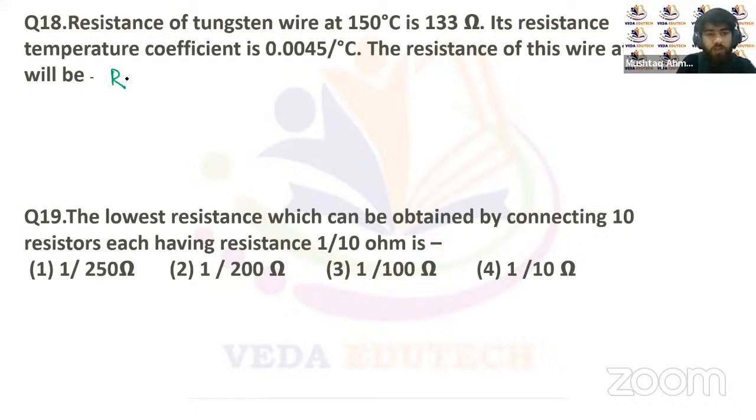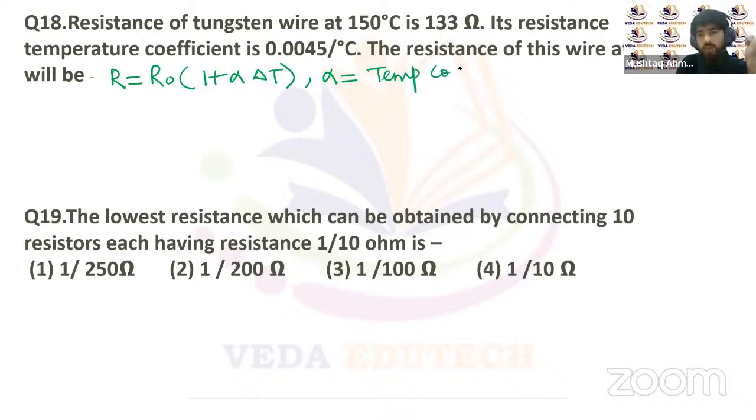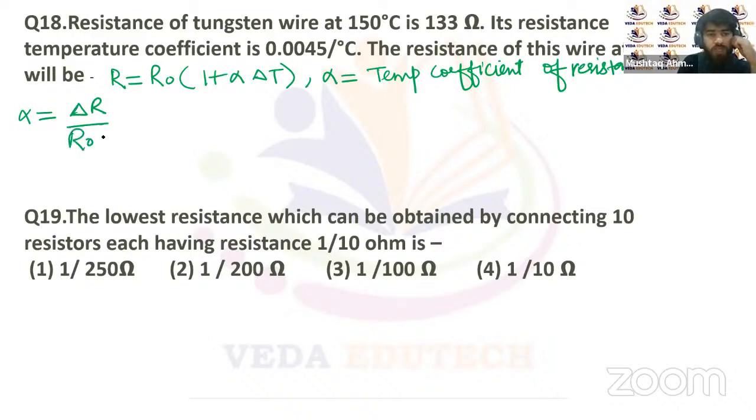The relation between the resistance and the temperature is R equals R naught multiplied by 1 plus alpha delta T. Here alpha is the temperature coefficient of resistance, or we define it as the relative change in resistance per degree rise in the temperature, that is, delta R upon R naught multiplied by delta T.